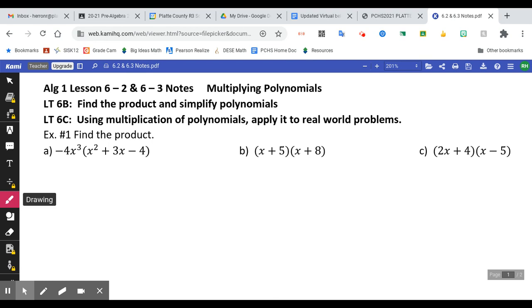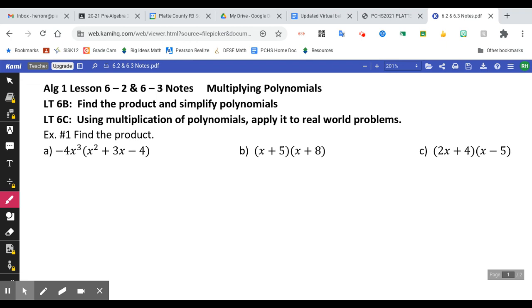Hello, everyone. We are going to move on to 6.2 and 6.3. This is kind of combined into one lesson here about multiplying polynomials. So this is going to be a little bit of a longer notes page, so prepare yourself for that. But you can maybe break it up into two parts if you're doing it a little bit ahead of time.